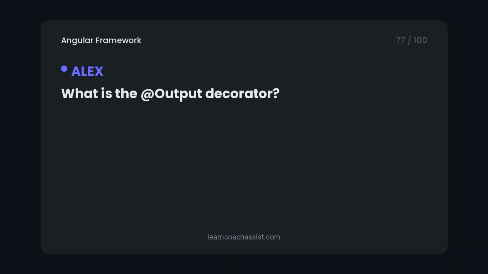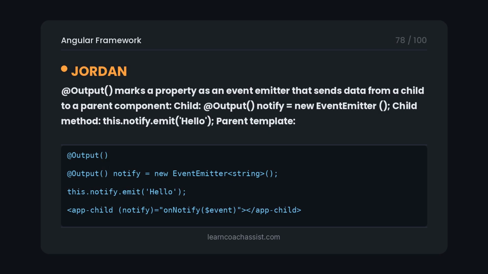What is the @Output decorator? @Output marks a property as an event emitter that sends data from a child to a parent component. In the child: @Output() notify = new EventEmitter(); in a child method: this.notify.emit('hello'); then listen in the parent template.